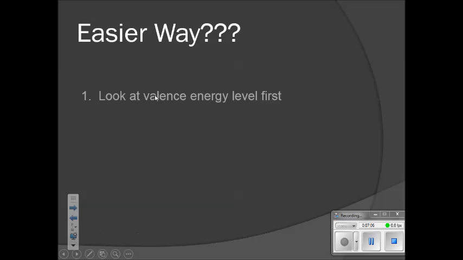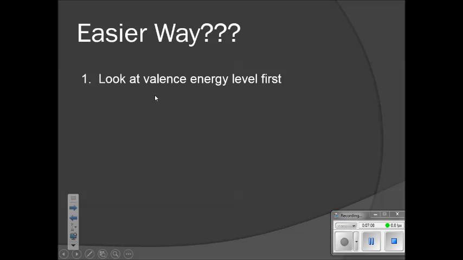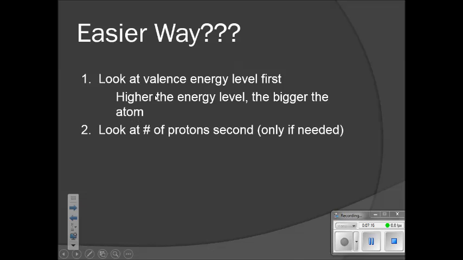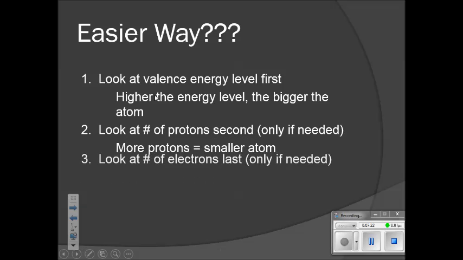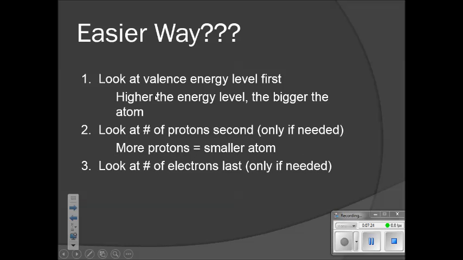We said the first thing we're always going to look at is the energy level, and that will still be true. If there's a difference in energy level, that answers your question. And then the second thing we're going to look at is the number of protons. Like we said before, more protons means a smaller atom because there's more inward pulling. And then the last thing we're going to look at is the number of electrons. Now don't look at electrons unless number 1 and number 2 have told you the exact same thing.